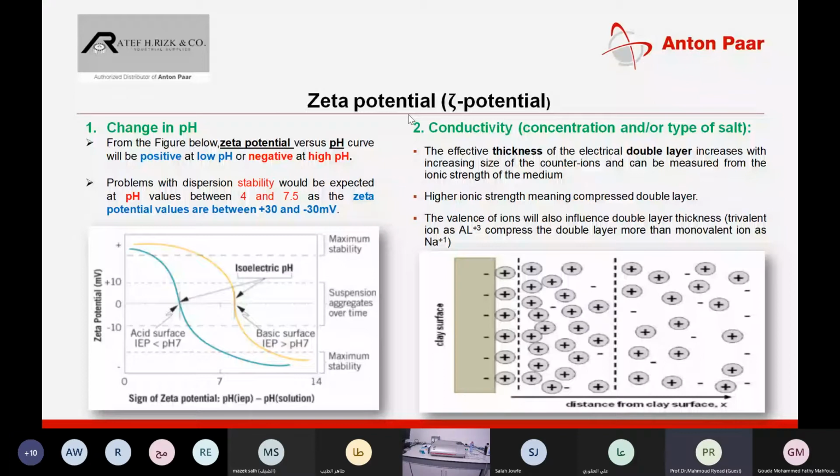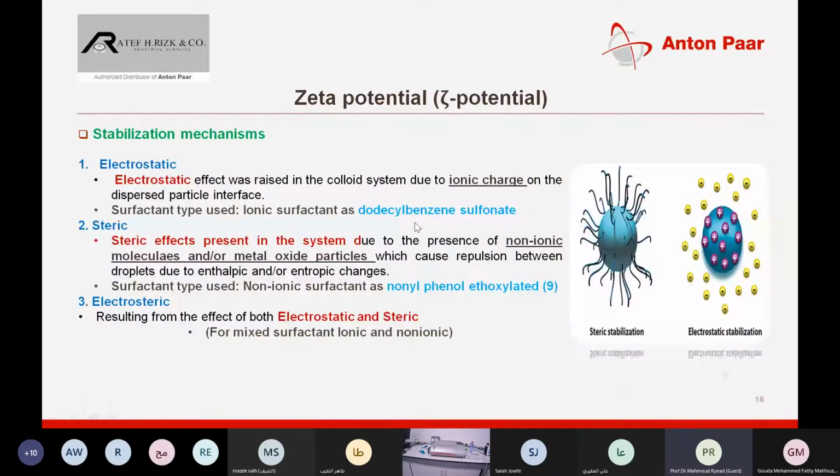Stability mechanism. There are three mechanisms affecting the stability of emulsion. First mechanism, electrostatic mechanism. It's coming from the presence of an ionic charge around the droplet. Steric mechanism is due to the presence of non-ionic molecule and metal oxide. Electrosteric mechanism results from the combination of steric and electrostatic mechanism.